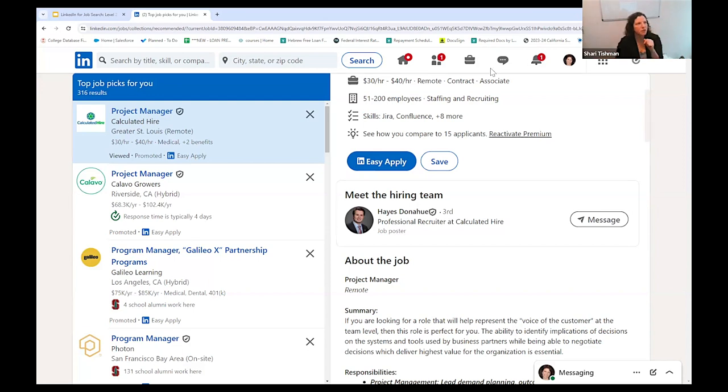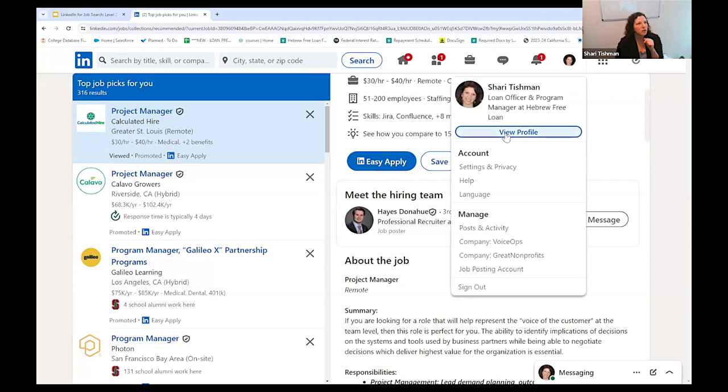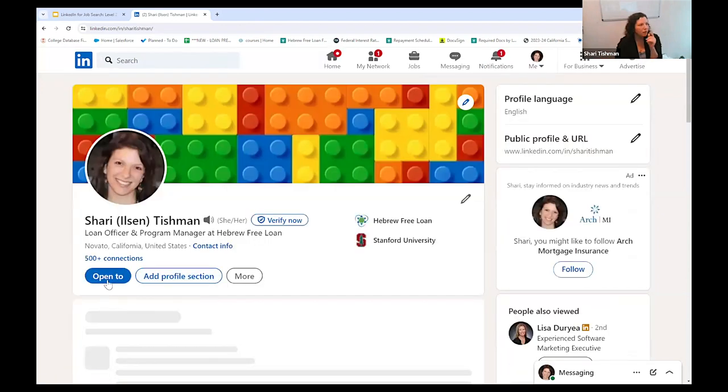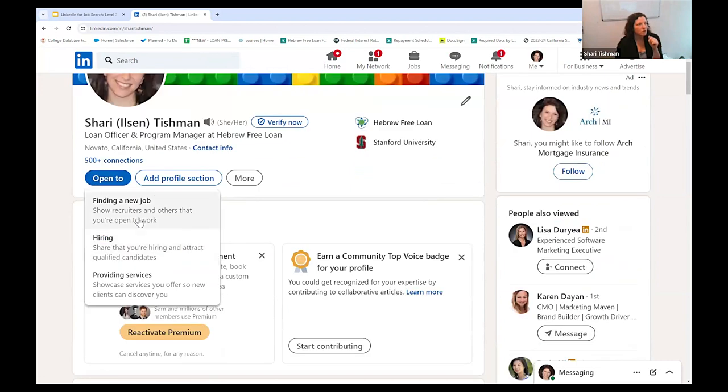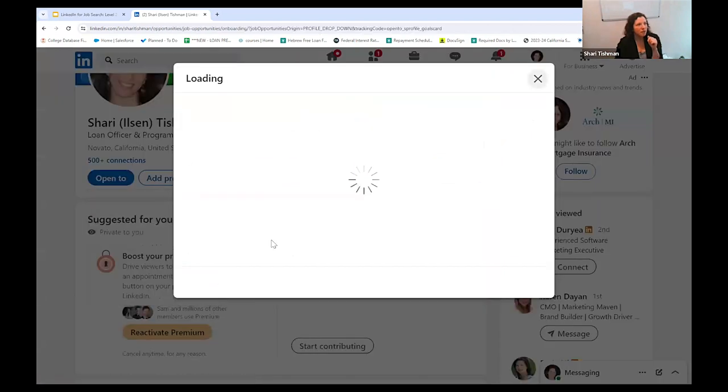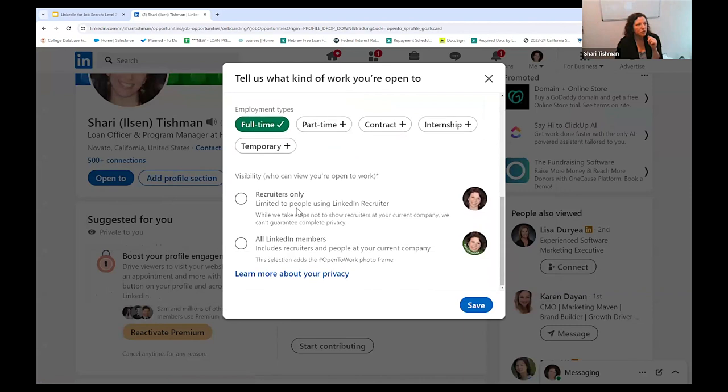Let me just remind everyone what we're talking about. If you go to your profile, you'll see the open to button and you say finding a new job. And then there are different levels or settings if you scroll down, right? So visibility is, who do I want to see that I'm looking for a new job? Just recruiters, the people who pay and use LinkedIn Recruiter, or everyone?